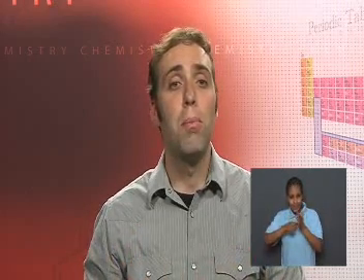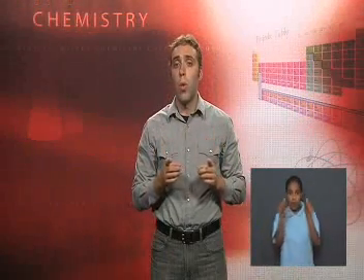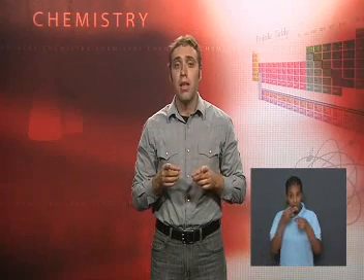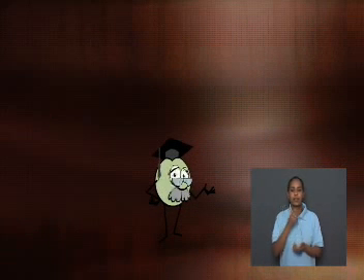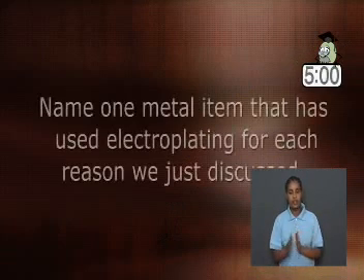Students, let us do an activity. We have discussed that metal is electroplated to protect against corrosion, dents, and scratches, and also to add a more pleasant visual appearance. Name one metal item that has used electroplating for each reason we just discussed. Students, let's get ready. Begin.